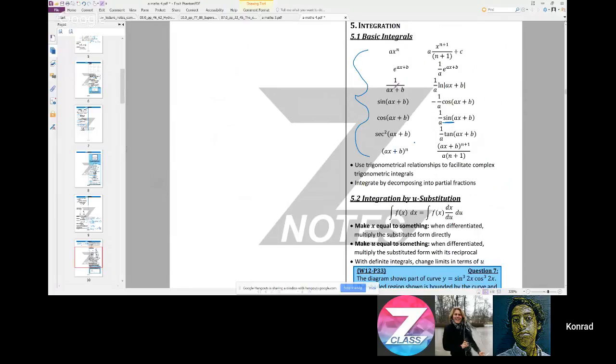One other thing that it is worth pointing out. So here we have 1 over ax plus b, and we have integrated that to log of ax plus b divided by a, because ax plus b differentiates to a. If we have 1 over ax squared plus c, can we do the same sort of thing here?